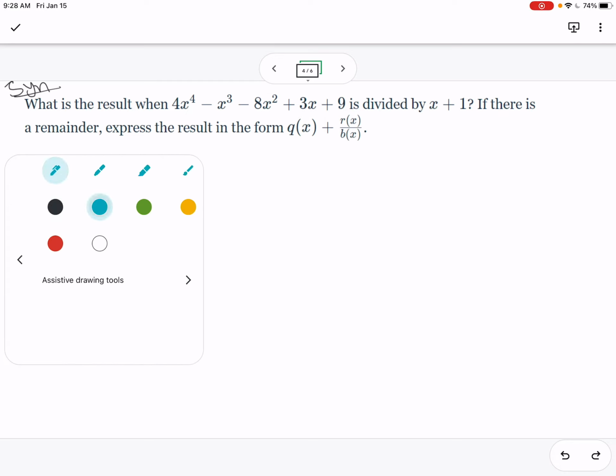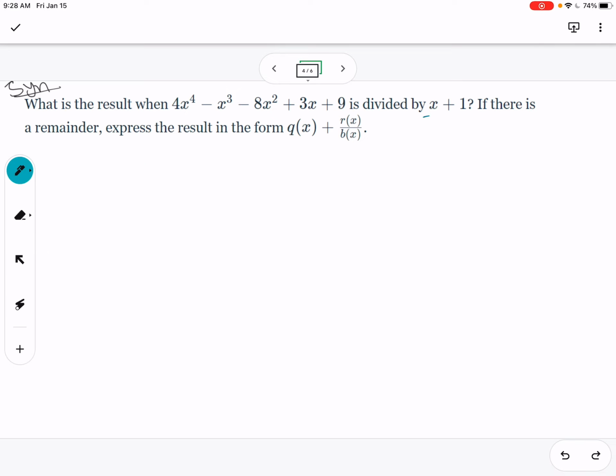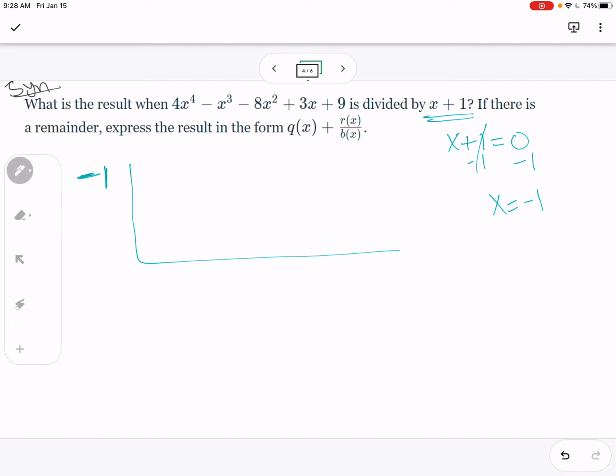So the first thing that I do is I do the setup and I set what I'm dividing by equal to 0. So I'm going to subtract 1. I'm going to get x equals negative 1. That negative 1 is what I'm going to put on the outside to set up my synthetic division. Now I'm going to look at the coefficients of this polynomial here. I'm going to take the coefficients and write them here. So I'm going to write 4, -1, -8, 3, and 9.